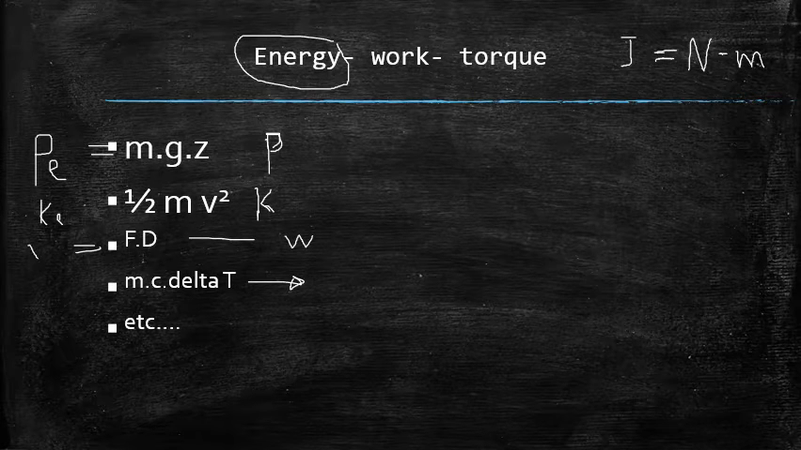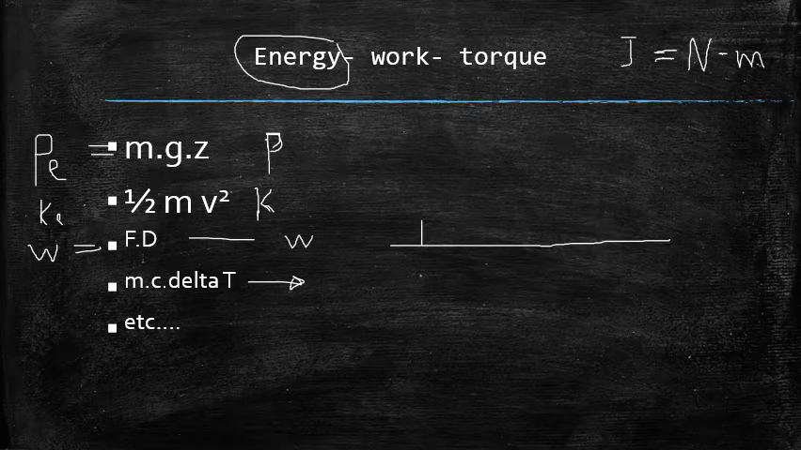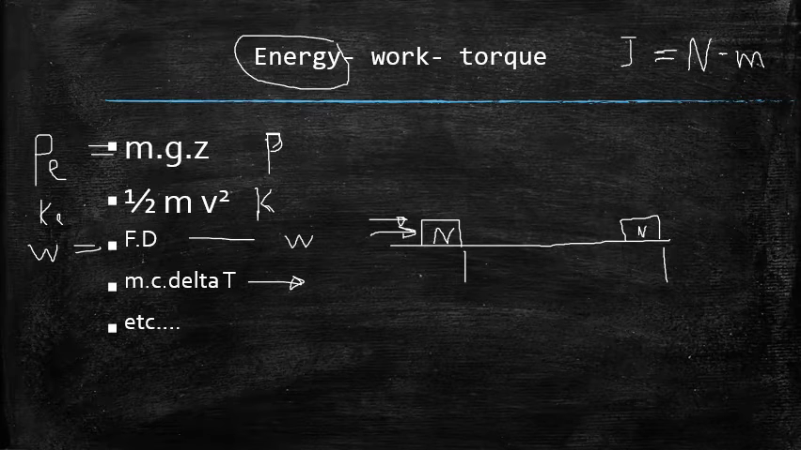The work here equals force times distance. So if we have a body that weighs 1 Newton, for example, and we want to move this body a distance of 1 meter, from this place to this place.